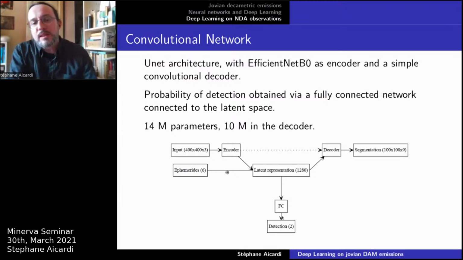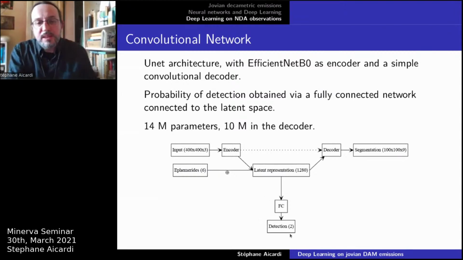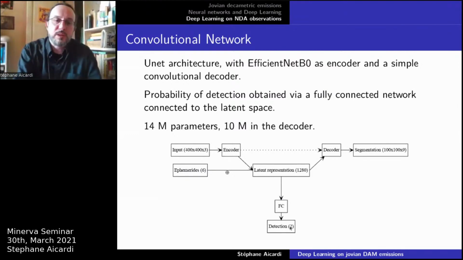Then it's used to feed a fully connected layer to obtain the detection. So it's binary. There is something or there is nothing. And I also use this latent representation with the ephemerides into the decoder to obtain the segmentation. Here are the number of parameters, and most of the parameters are in the decoder, which I think it's a place to optimize.